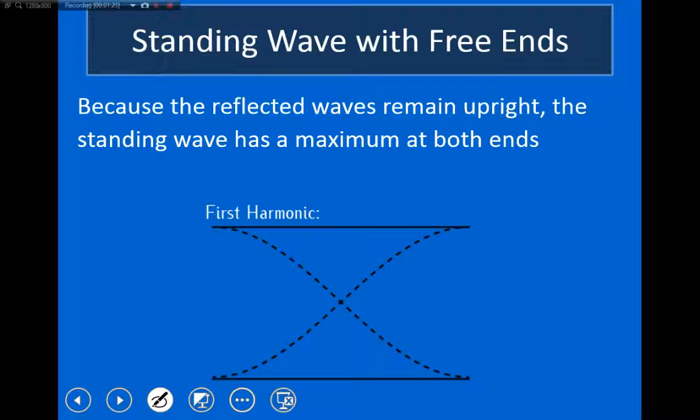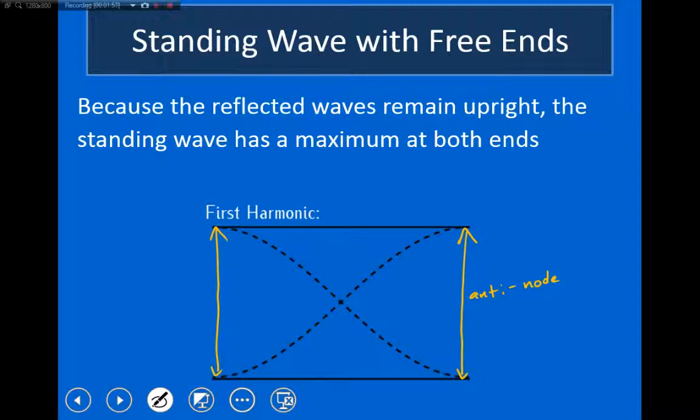Now, because the wave, when it gets reflected, remains right side up, the boundary conditions for a standing wave with free ends are a little bit different. Before, when we had a standing wave, the ends had to be fixed. But with a free end, the wave at the ends has to have a maximum displacement. So now we have antinodes at both ends of, for example here, a pipe.